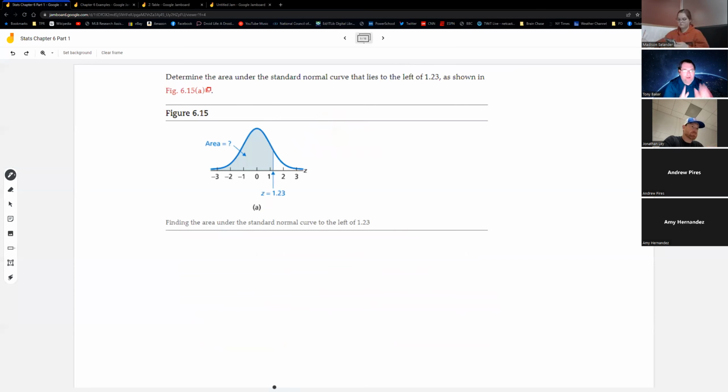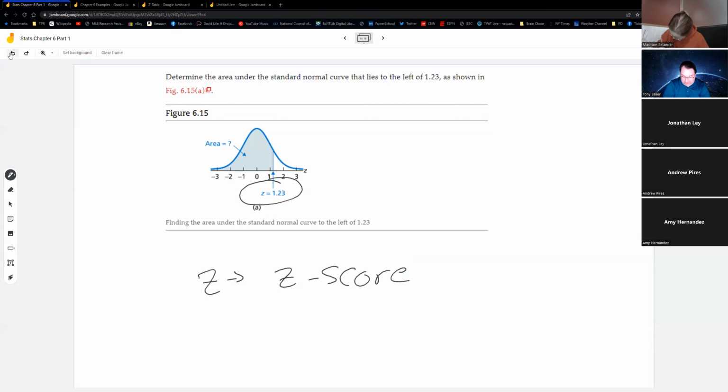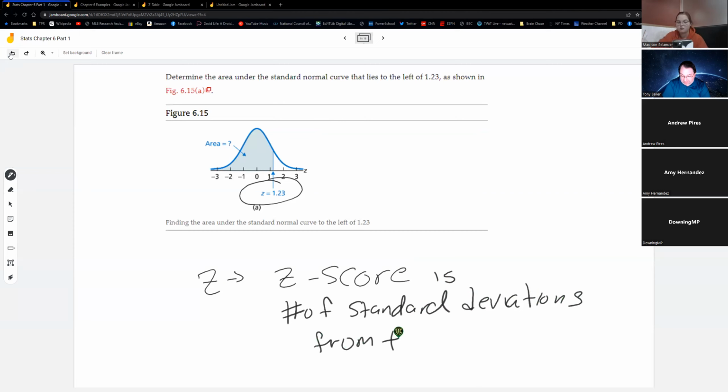So here's our normal curve, and we want to find the area as it goes up to that number right there, the 1.23. That Z is known as our Z score. The Z score is the number of standard deviations from the mean.